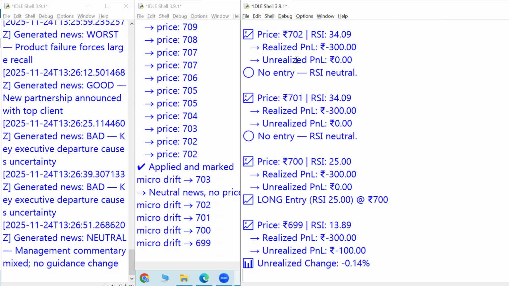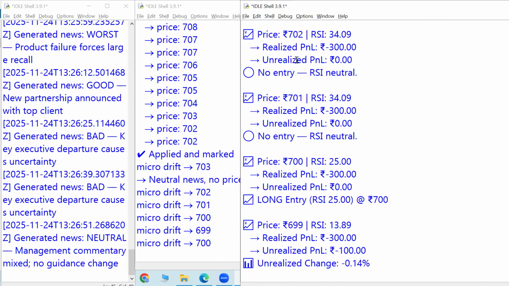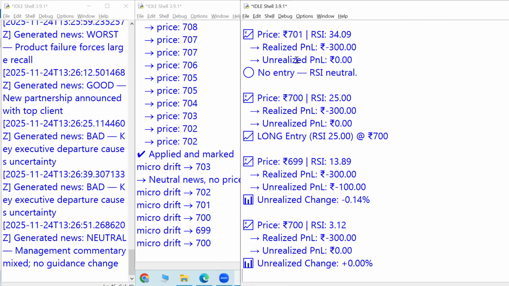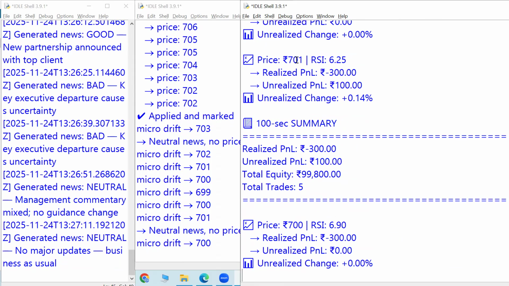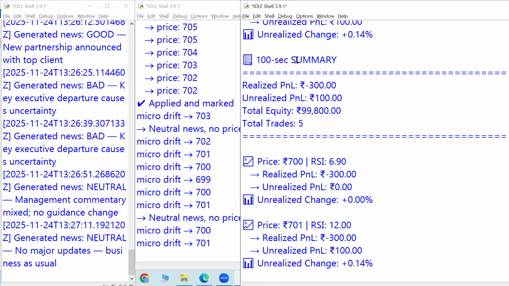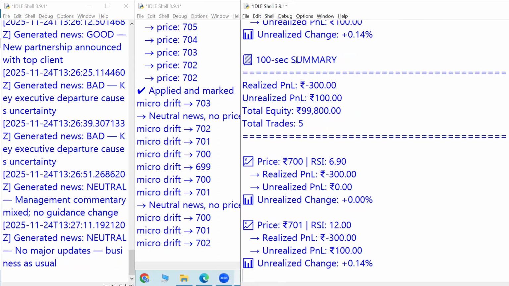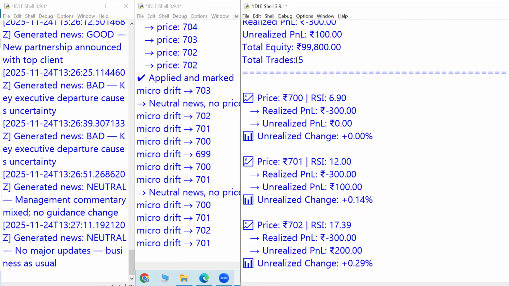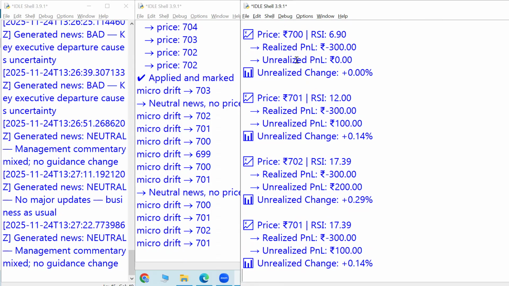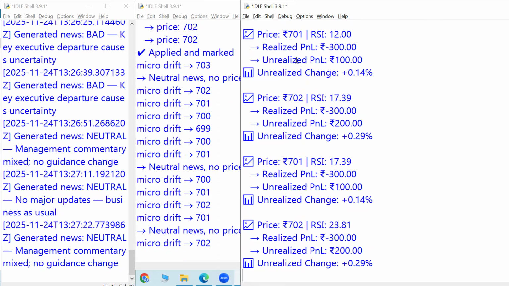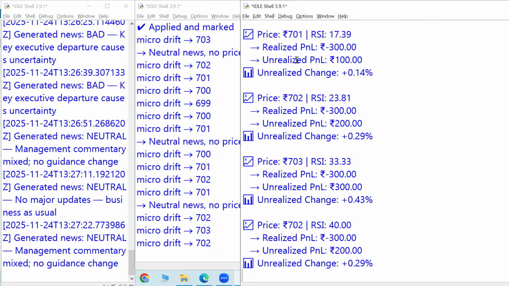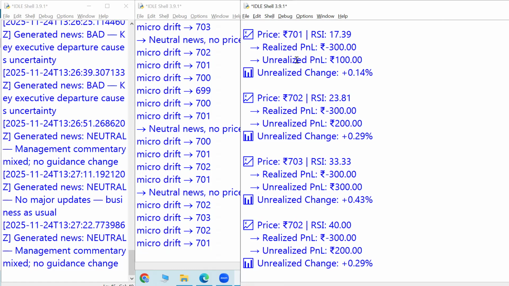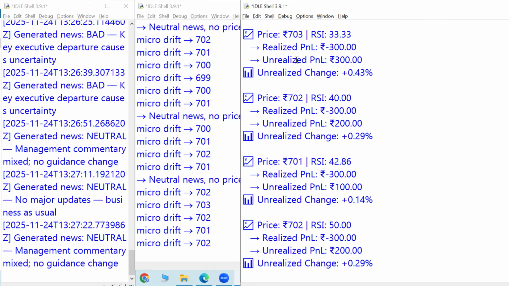Okay, we got one more long entry because the RSI is below. Let's hope some good news has come. Okay, neutral news. RSI is very oversold, so that's why it's in a long position. If bad news comes, then we are going to get a loss because we're in a long position. There's no good or bad news.